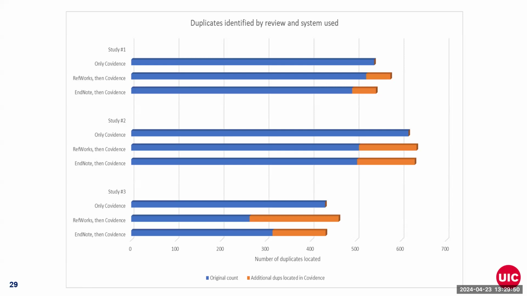We'll see that using only Covidence always did better than any other single approach, but using both RefWorks and Covidence happened to be the one that caught the most overall in these particular cases.